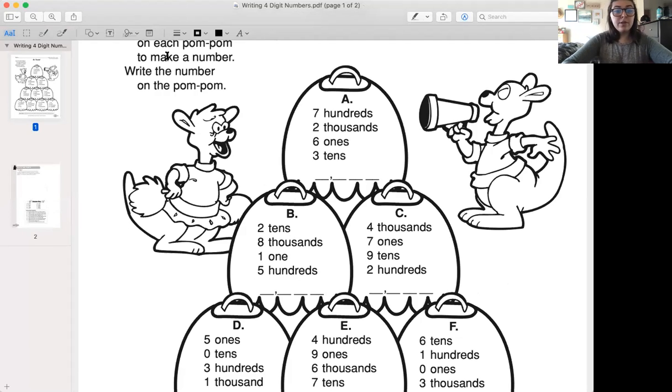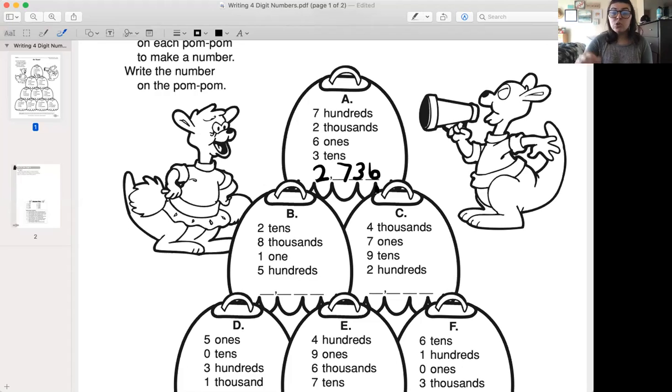So if I was going to fill this out and I was going to have 7 hundreds, I have to think of which one's the 100 spot, and notice there's a little comma that helps me figure out where it is. So I know this is the 100, so I'm going to put my 7 here. My thousands is here, so we got 2. My ones is here for 6, and my tens is here for 3. And then I want you to practice trying to read that number. 2,736. So that's what you're going to do today.